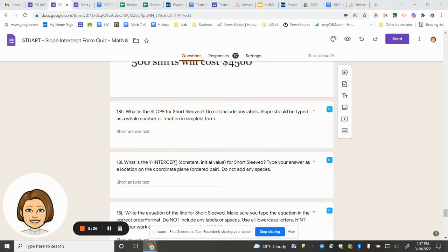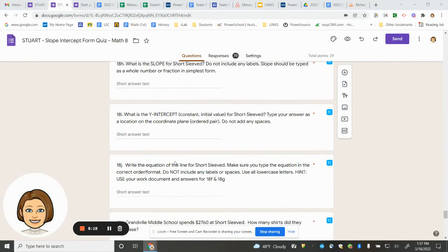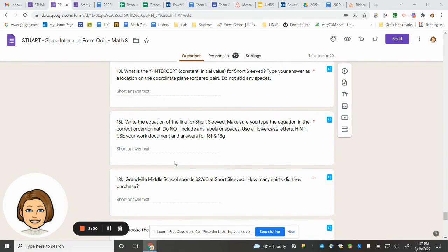Once you have the slope, now you can find the y-intercept. So what is the y-intercept for short-sleeved? Type your answer as a location on the coordinate plane or as an ordered pair. Do not add any spaces. Now that you have the slope and the y-intercept for short-sleeved, write the equation. Make sure it's in the correct order, y equals mx plus b form. Do not include any labels or spaces.